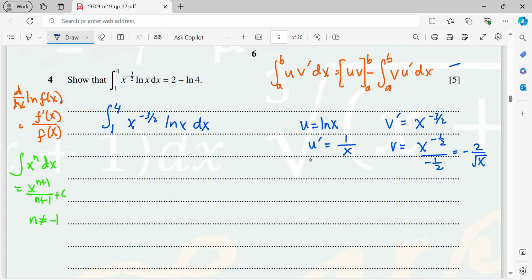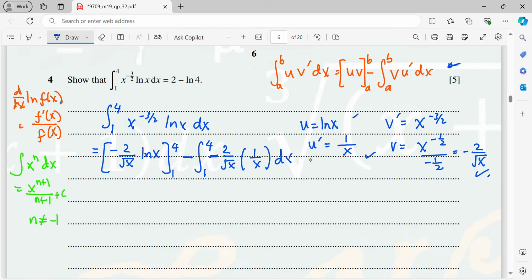Now substitute into this formula. This is going to be uv, so ln x times this value. I will write negative 2 over square root x, ln x first, with limits 1 to 4, minus the integral from 1 to 4 of v du, so negative 2 over square root x times 1 over x dx. Then when you replace x by 4 first, for the first part, I will get negative 2 over square root 4 ln 4 minus negative 2 over square root 1 ln 1.